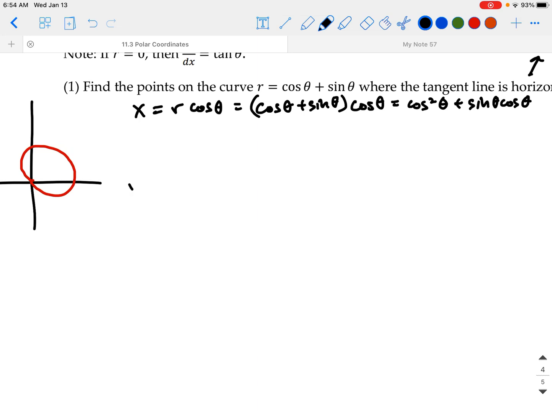Okay. And then y is r sine theta, which is cosine theta plus sine theta quantity times sine theta, which is going to give us almost the same expression, just with sine squared instead.